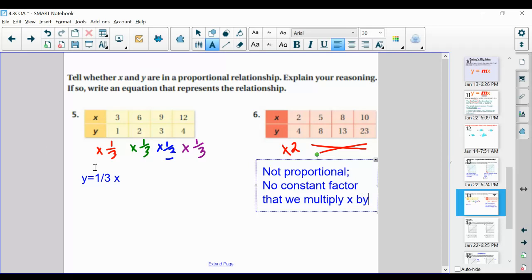In table number 5, in the yellow table to the left, we found that constant factor of 1/3, 1 over 3. So we have y is equal to 1 over 3x. In the red table, number 6, we could not find a constant factor. We found the first one to be 2, and that did not occur every single time. Therefore, the red table is not proportional, but the yellow table is.